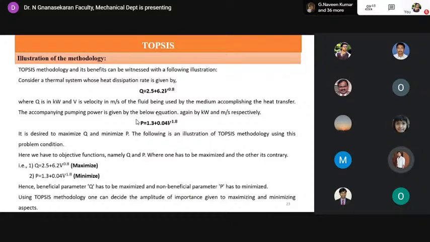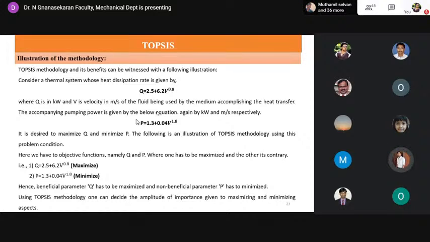So for illustration purpose, since we have time, how much time we have? Since we have time, let me illustrate one example, and then I will emphasize how we have applied this TOPSIS method for our research problem. It will be easy for you.